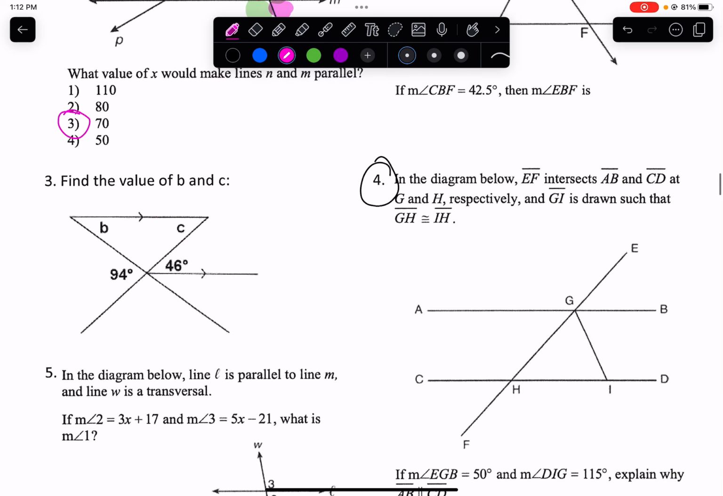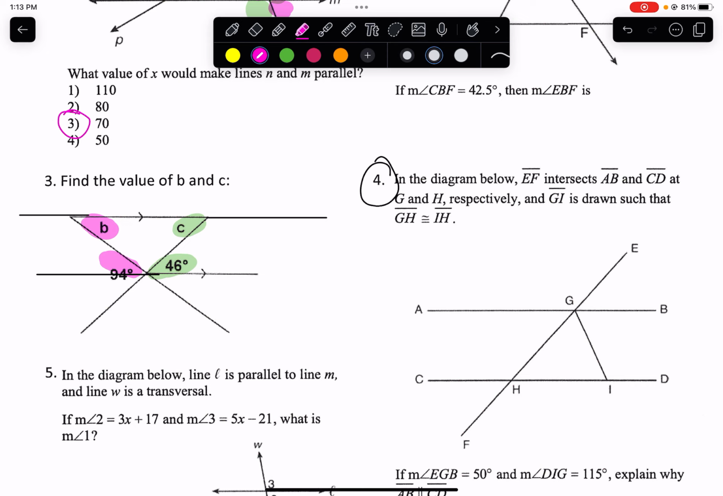So for this one, we are finding the measurements of angles B and C. So I am going to extend my lines because I have 2 parallel lines and I have 2 transversals. So let's start marking up. So I know this one and this one are the same. So I already know that C is 46 degrees. I know that B is the same as part of 94. So it's not the entire 94.